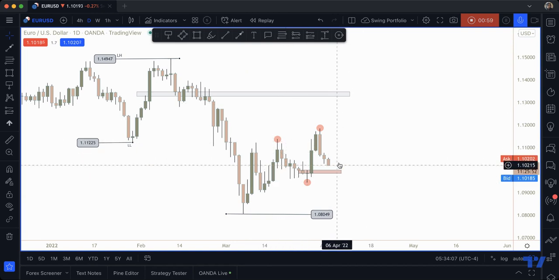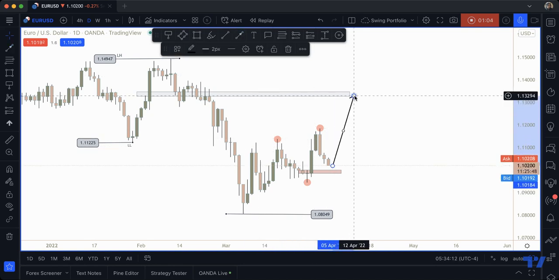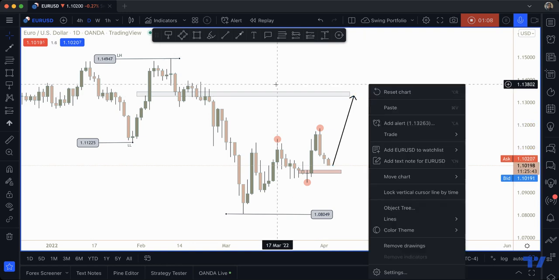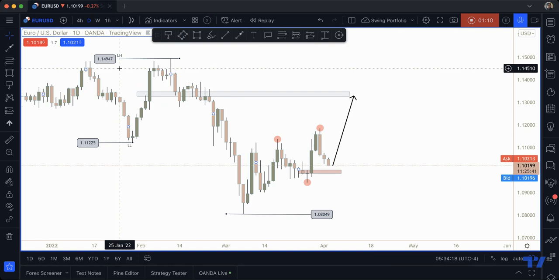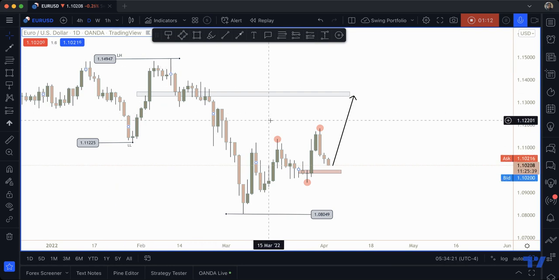And so I'm hoping that price could pull back up to here around 1.13263 to stay below 1.14947. So that's what I'm in hopes for. Will it get there? I don't know.